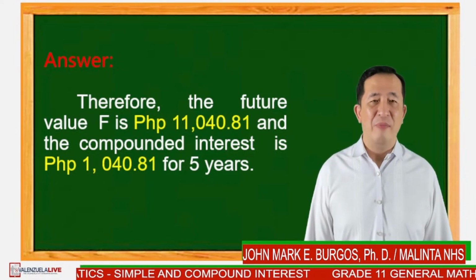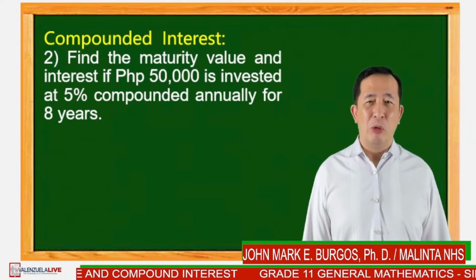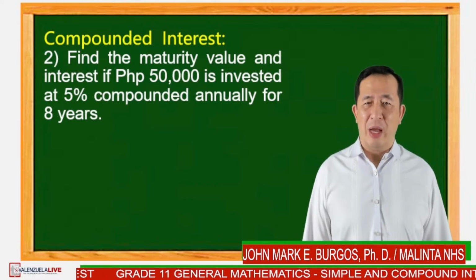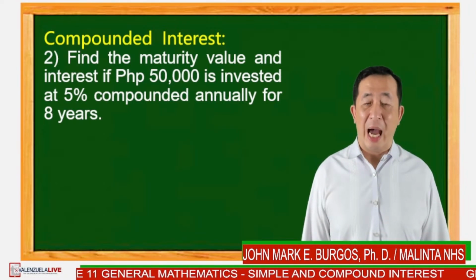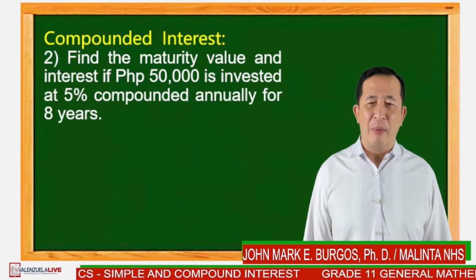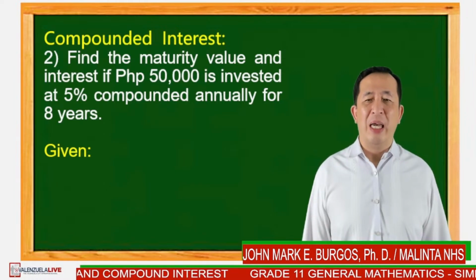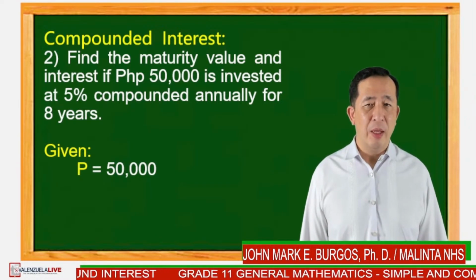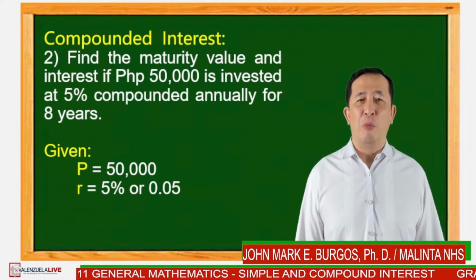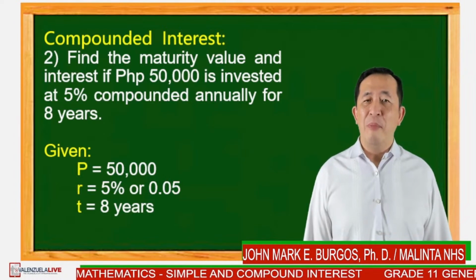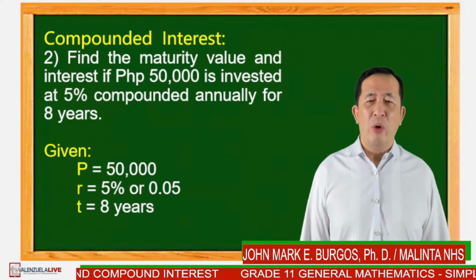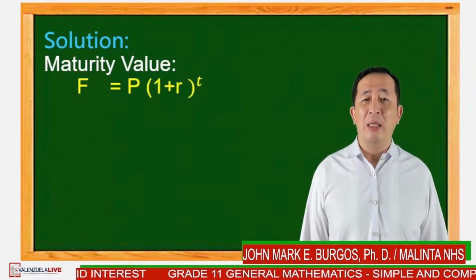centavos for 5 years. For the second problem in computing the compounded interest, we have find the maturity value and interest if 50,000 is invested at 5% compounded annually for 8 years. So from the problem, we have the given P, which is 50,000, R, or the rate, which is 5%, and to turn that into decimal, we have 0.05, and T is the number of years, which is 8 years.